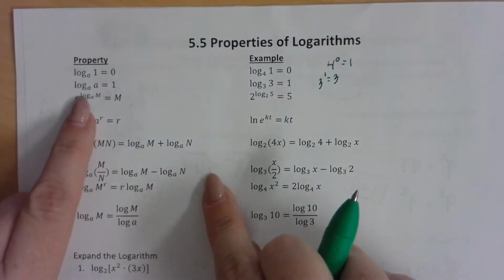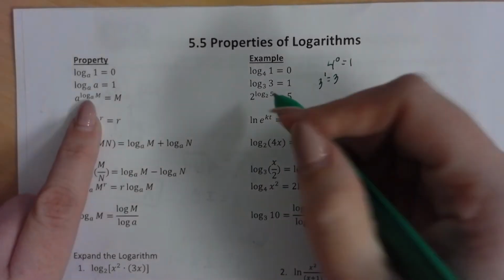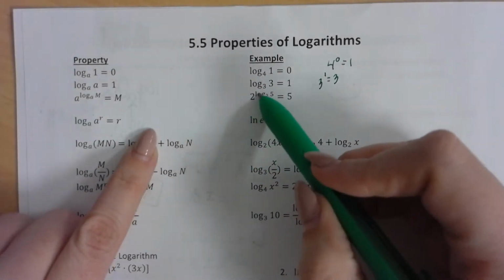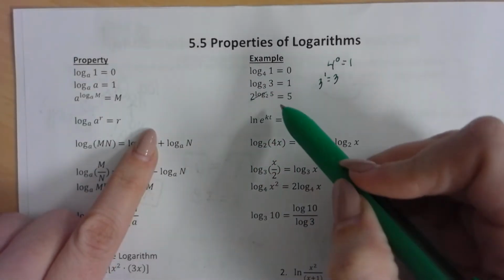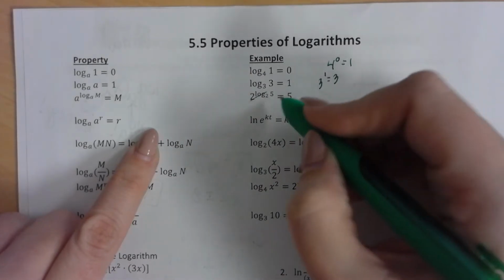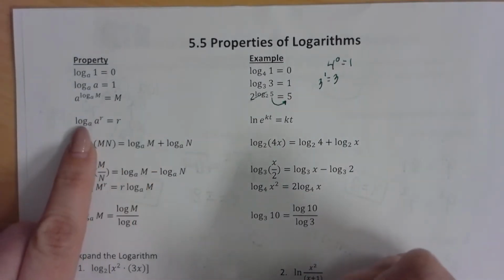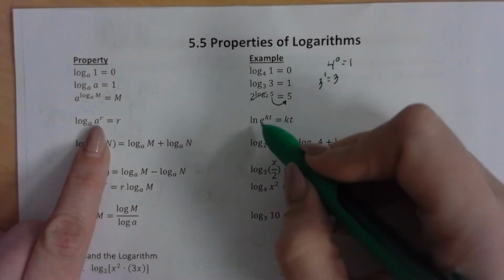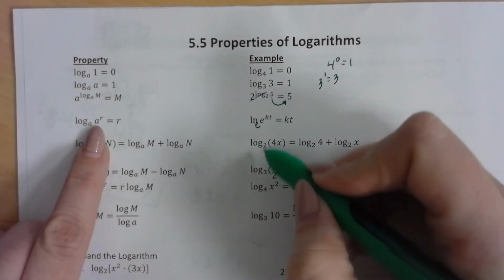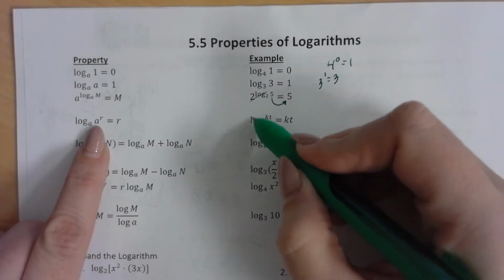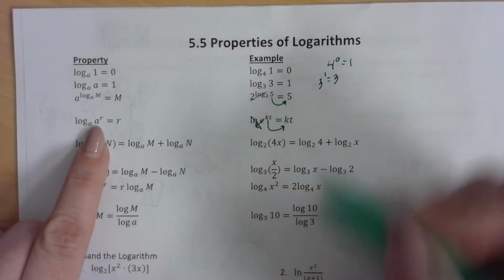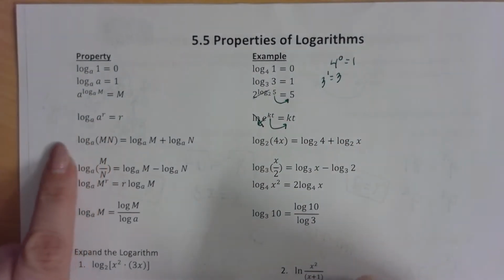If we have a to the log base a, then they essentially cancel out. So if we have 2 to the log 2 of 5, the 2 and the log 2 cancel, and then our answer is just this guy, 5. Same thing here, they essentially cancel out, so because the base is e here, the ln and the e cancel, leaving us just with kt, the exponent.